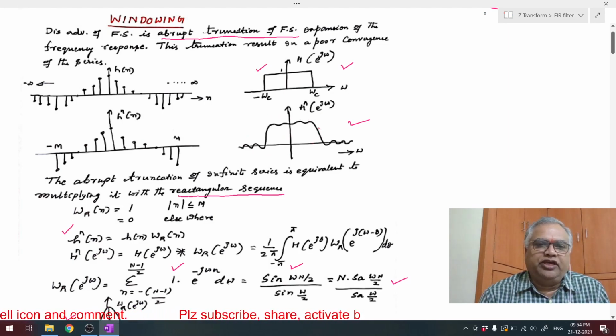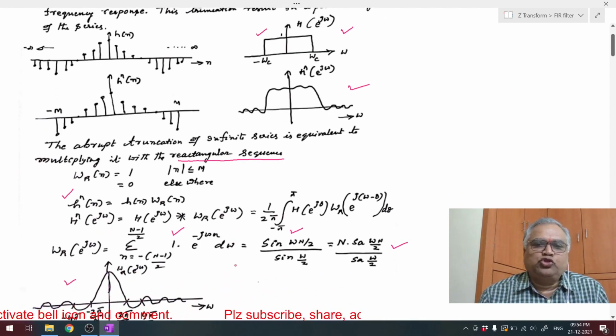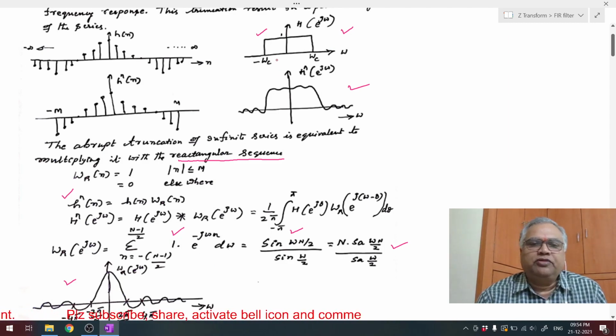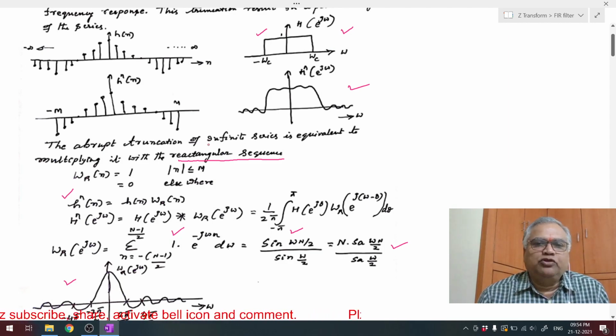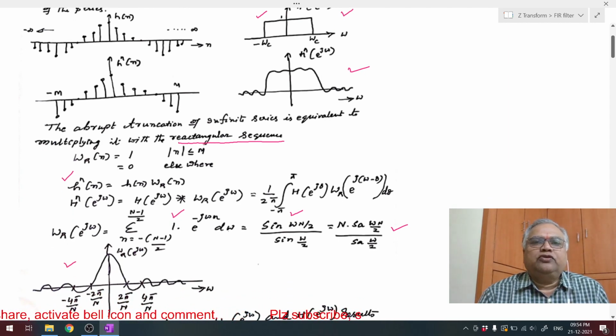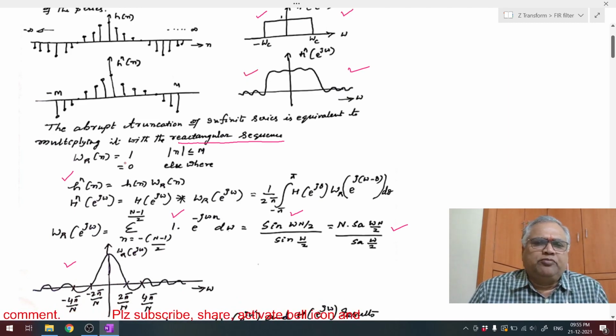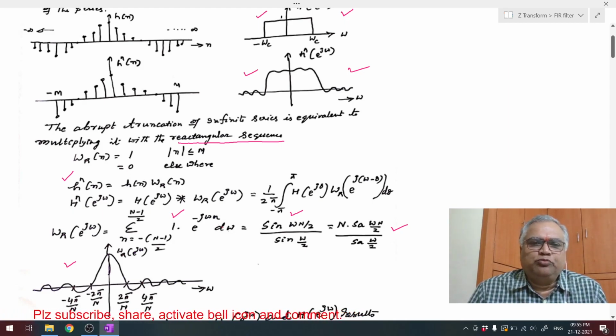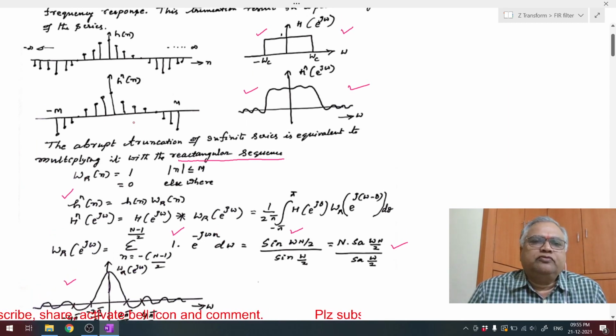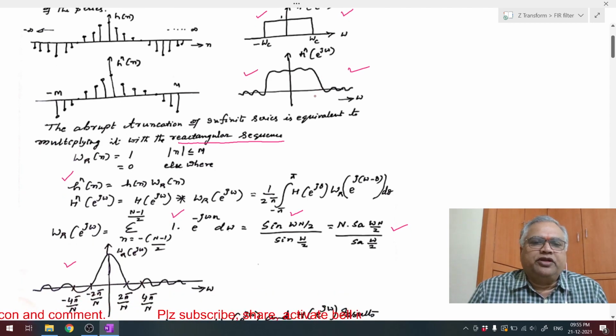Why are we getting this shape? I am trying to prove it. Multiplying in the time domain is equivalent to frequency domain convolution. Of both functions, the transforms we should know. One is the sampling function, the other is like a rectangular shape. If you perform convolution graphically between these two, you will get this shape. That is the meaning. From an exam point of view, this proof is not important, but from a concept point of view, I am explaining why the frequency response changes when we abruptly truncate.